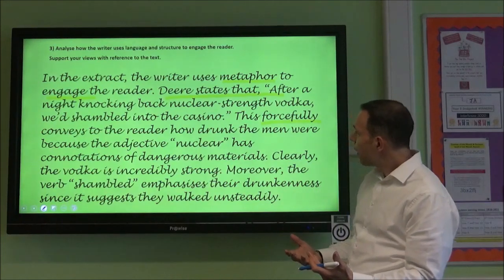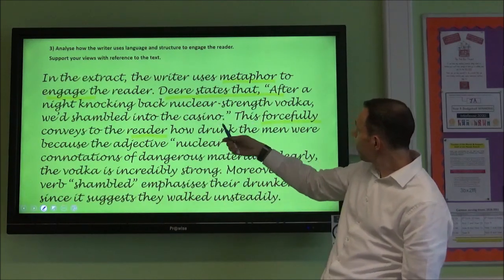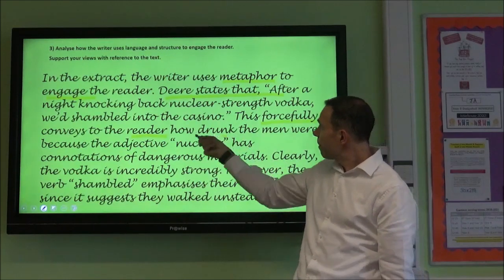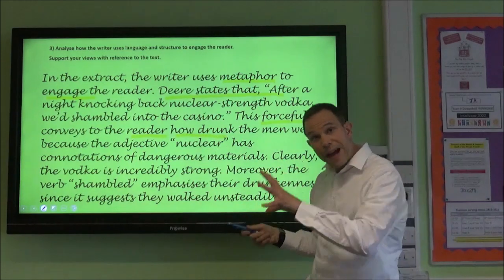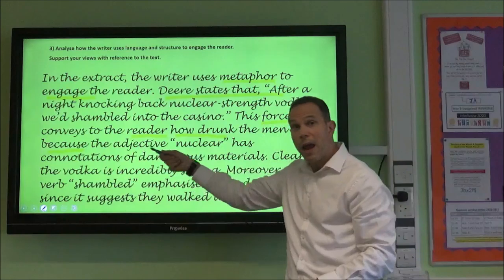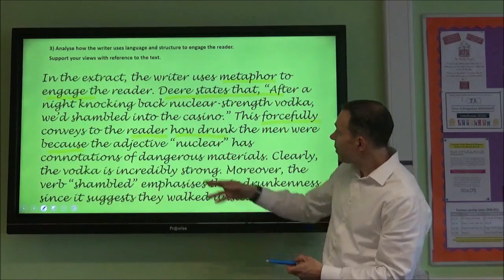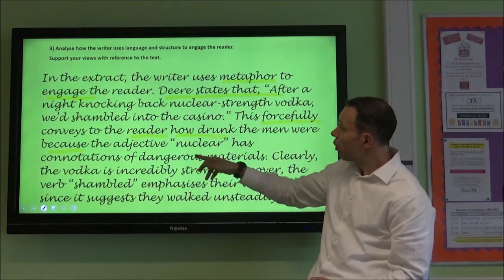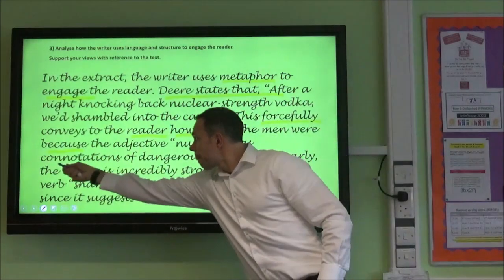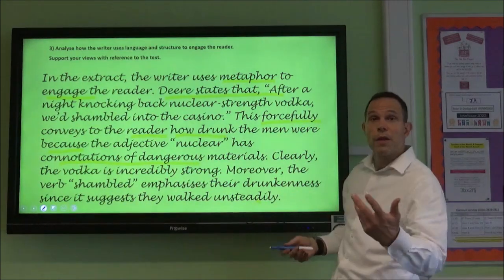I mentioned the effect on the reader, that this word "nuclear" or "nuclear strength" shows that they were drunk. But I haven't stopped there. I've analysed. I've used my favourite word "because" as a springboard to explain how or why that word "nuclear" generates that meaning. I've said, well, nuclear suggests that they were drunk because nuclear has connotations of danger or toxicity. And again, I've just clarified my point there. Clearly, the vodka is strong.